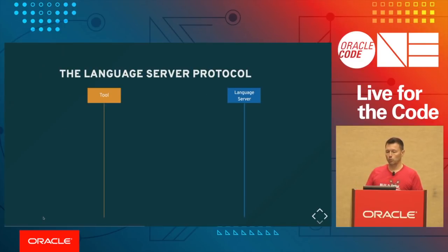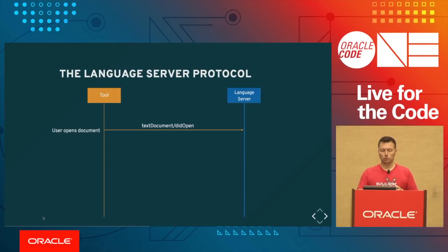So in a nutshell, the way it works is you have the tool on one side, so that would be your IDE or your editor, and the language server, which is a process that runs locally next to your editor. As a user, you're interacting with the tool. So the user opens a document, and then a message is sent to the language server that basically says, I opened a document. So the server initializes its state, and then the user can then edit the document.